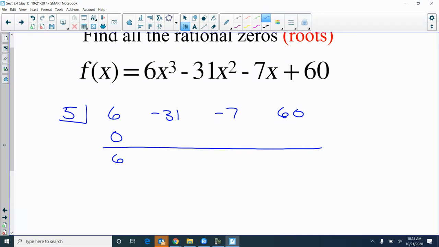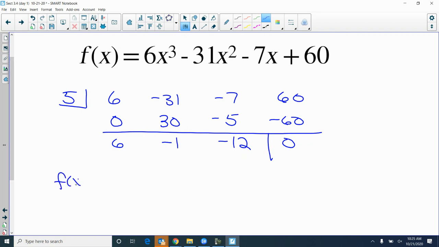Okay, 6 times 5 is 30. Negative 1 times 5 is negative 5. Negative 12 times 5 is negative 60. Adds up to 0. So now f of x becomes x minus 5 times 6x squared minus x minus 12. What can I do with that 6x squared minus x minus 12?